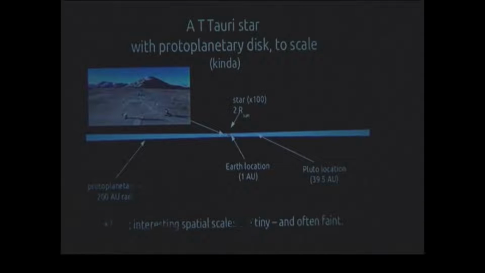The emission that you get depends on the area of your object. So if the object is large, you see a lot. If the object is tiny, you don't see much.